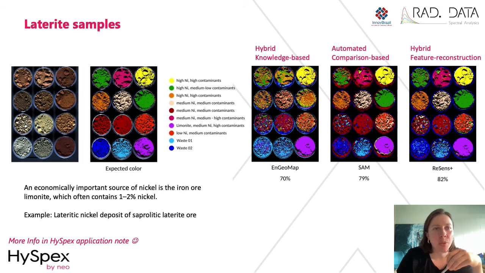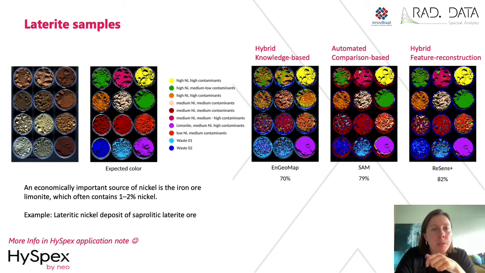So here we're looking at different laterite samples. This is a case of lateritic nickel deposit samples from a saprolitic laterite ore, also from Brazil. And those are an important source of nickel, and this is based here in iron ore, in the iron ore limonite. So we expect a nickel content of 1 to 2% maybe.